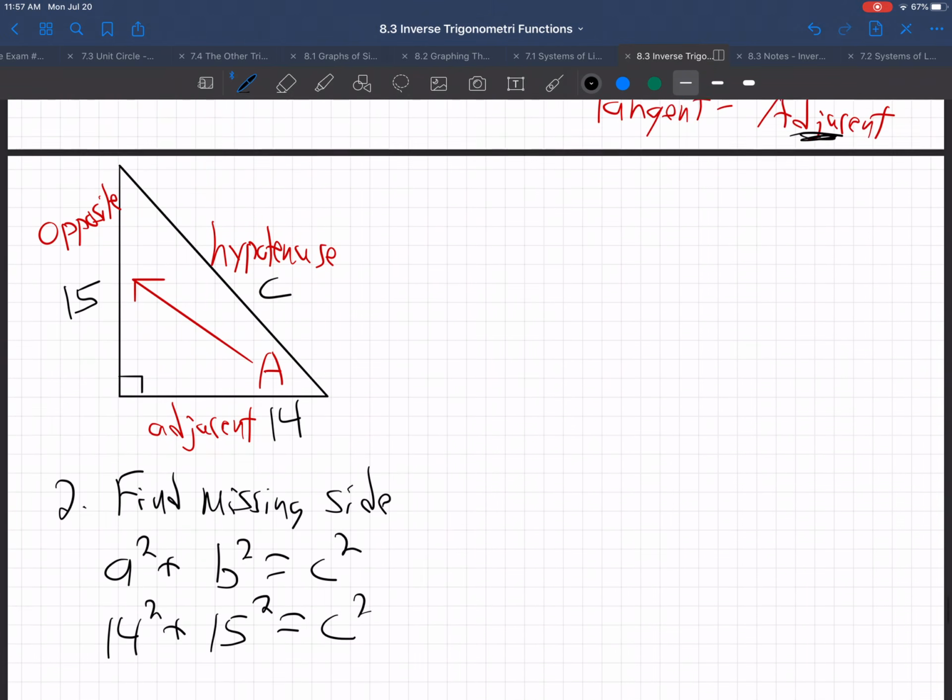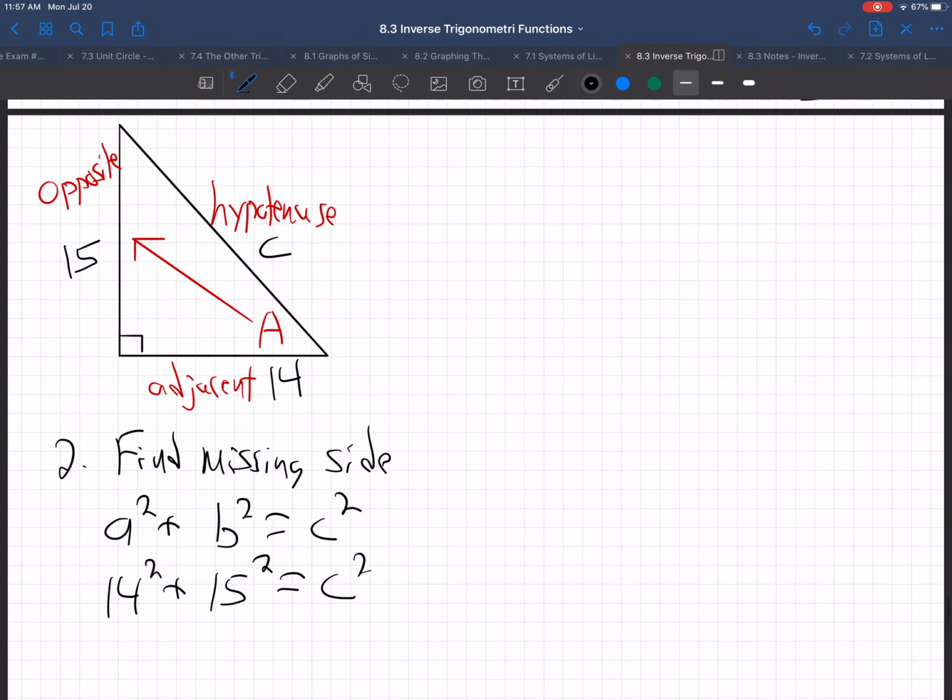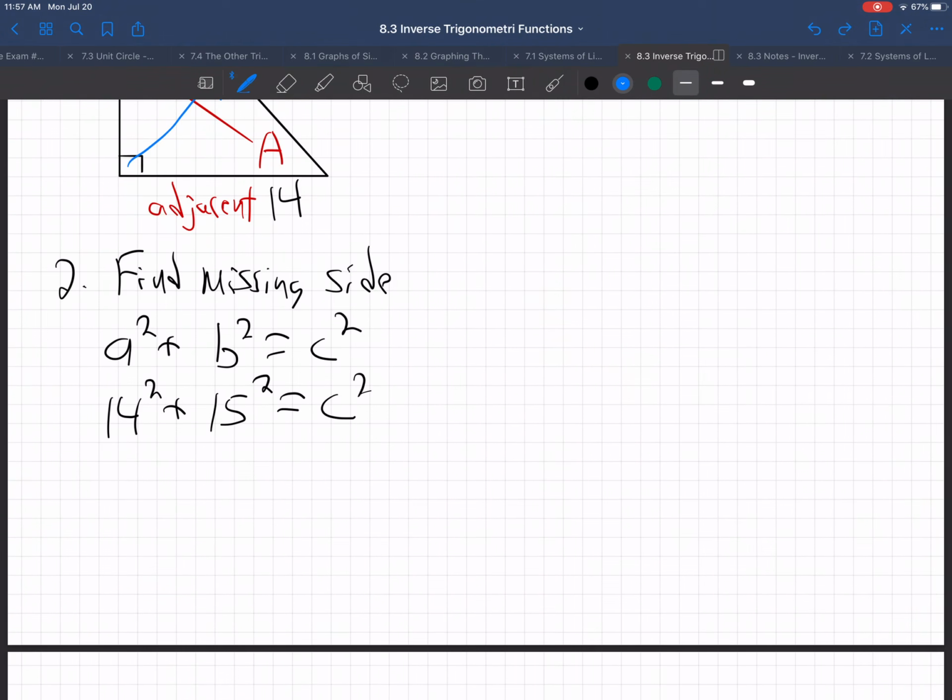C though, C is the hypotenuse, and so that side must be alone. It's the longest side in the right triangle. So the other two squared must add up to equal it. It's the biggest one. So now let's solve for C. 14 squared, I'm going to use my calculator. I think it's something like 196. Yeah. So 196 plus 15 squared is, I believe, 225. Yeah. Equals C squared.